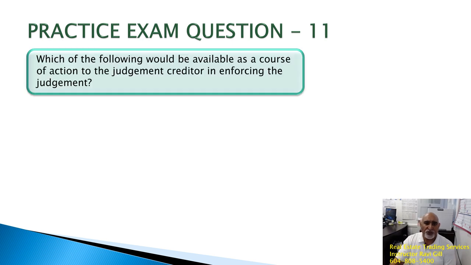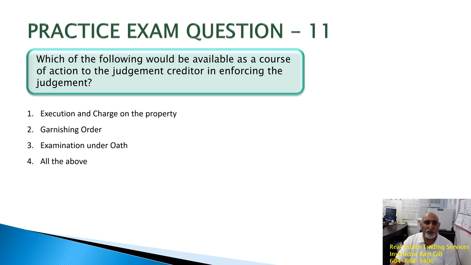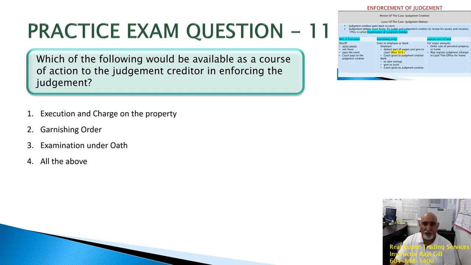Question number 11. Which of the following would be available as a course of action to the judgment creditor in enforcing the judgment? Okay, we know execution is available. We know a person can put a charge on the property, yes. Garnishing order is available. Examination, that's also available. Okay, examination under oath is available. Garnishing is available. Execution and charge on the property is available. In my opinion, this would be all. This would be all that are available to the person.